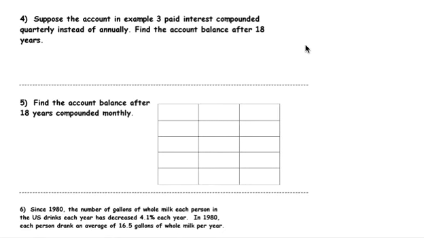Number 4, suppose the account in example 3 paid interest compounded quarterly instead of annually. Okay, let's stop for a minute. Quarterly. That means if you take a year and you split it into quarters, which means every 3 months, right? Every 3 months into quarters. 3, 3, 3, and 3. Okay, so what it means is if you were to figure out the interest just for every 3 months, get that percentage rate instead of for the whole year.